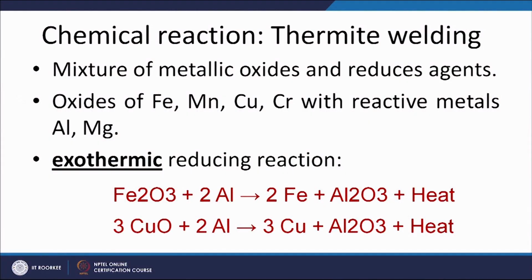In the chemical reactions involved in thermite welding, they use metallic oxides and reducing agents in the form of magnesium and aluminum. These are oxides of iron, manganese, copper, chromium, etc., with reactive metals like aluminum and magnesium. When they interact, they produce a lot of heat that facilitates melting of the mixture, and that molten metal is then fed in between the faying surfaces for developing the joint between the members being joined.